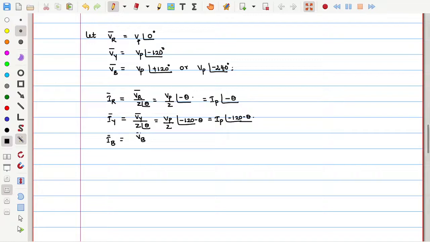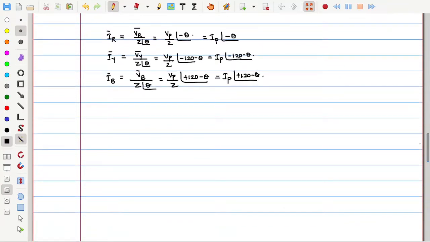Similarly, the third phase Vb divided by Z at an angle theta can be written as Vp by Z at an angle of plus 120 minus theta, which is equal to IP at an angle of plus 120 minus theta. Once you know the phase voltages and phase currents, let me quickly put these things in the phasor diagram, which is very important. Carefully observe.